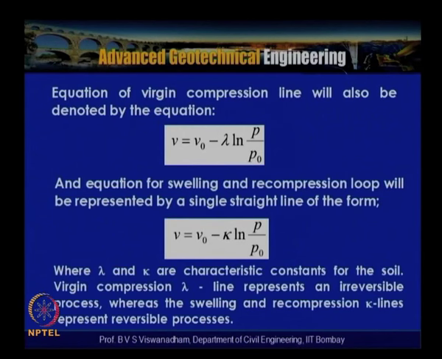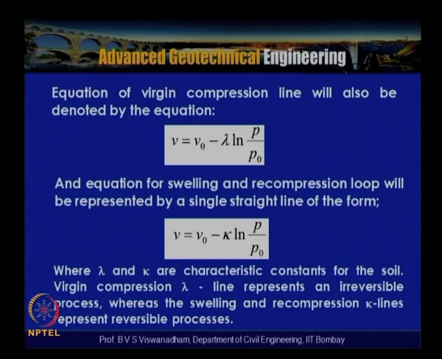Now, this equation of the virgin compression line is further represented in terms of specific volume, nu, as nu equals nu naught minus lambda natural logarithm of p by p naught, which is nothing but sigma by sigma naught, wherein lambda is a characteristic constant and nu naught is the initial specific volume. Specific volume is nothing but 1 plus e, and these are related to the water content, specific gravity and void ratio. The equation of the virgin compression line is denoted as nu equals nu naught minus lambda natural logarithm of p by p naught.